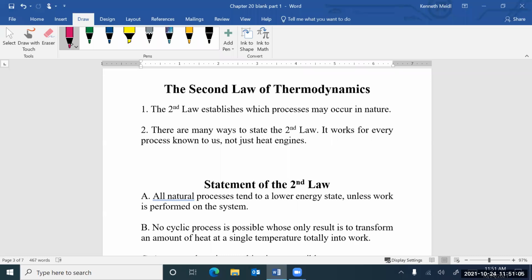No cyclic process is possible whose only result is to transform an amount of heat. So you put some heat into the gas, that's Q. So you put in 1,000 joules. You cannot get all of the 1,000 joules turned totally into work. Now, if you looked at it in terms of statement A, and we're thinking about a ball rolling down a hill, can you put the ball on top of the hill, have it roll down, and get all of that work back?